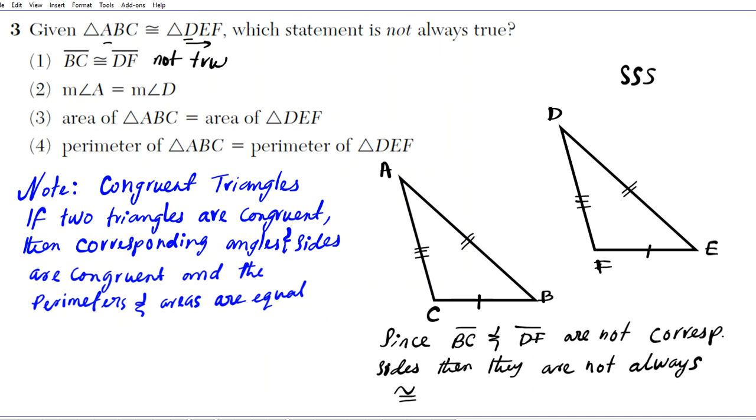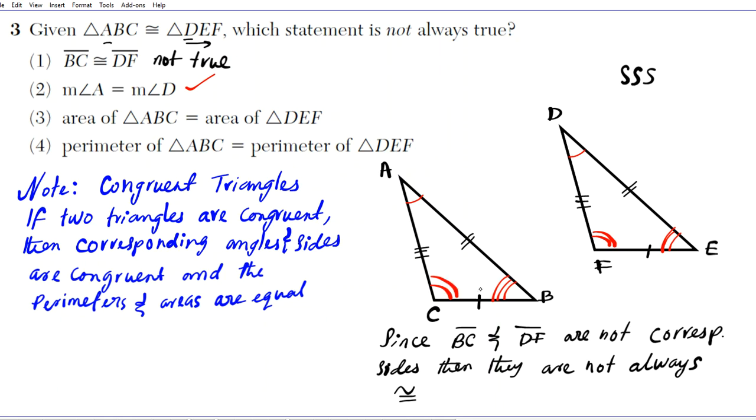Let's take a look at the others just to confirm what we wrote here. A and D, check this out. These two angles are corresponding angles, so they are congruent. Okay, C and F are corresponding angles, which means that they are congruent, and then B and E are corresponding angles, which means that they are congruent. So this is true. Areas are equal, because every measure is the same.